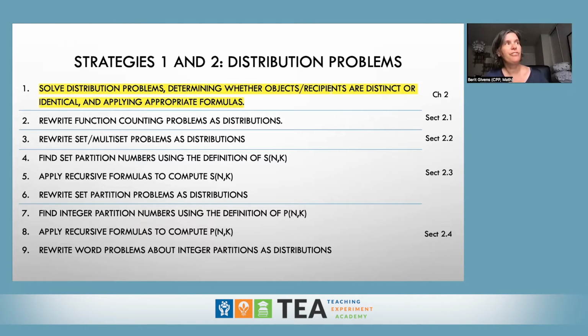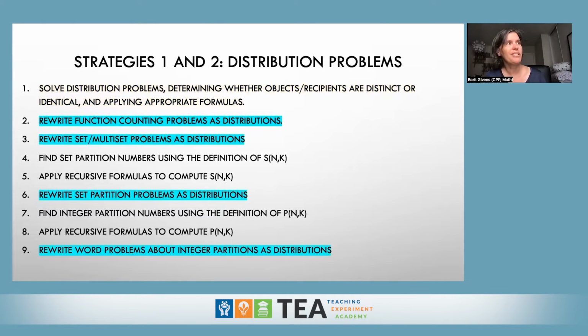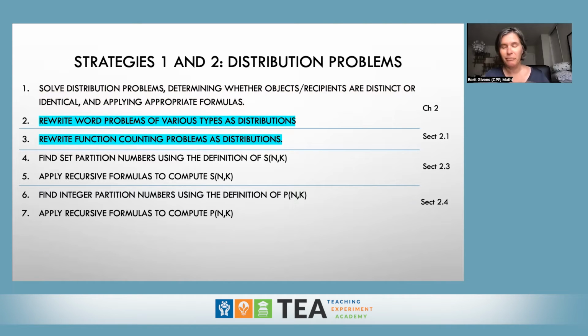Similarly, there's 4 here that also have been rewritten to make it more obvious that they're really almost the same thing. Rewrite a certain type of problem from an earlier chapter as a distribution problem. And so I consolidated these 4 into 2 for various reasons, which may or may not be good. I decided to keep the function counting one as its own outcome. I don't know if I would do that again or not, but I took the other ones and I just consolidated them into rewrite word problems of various types as distribution problems.